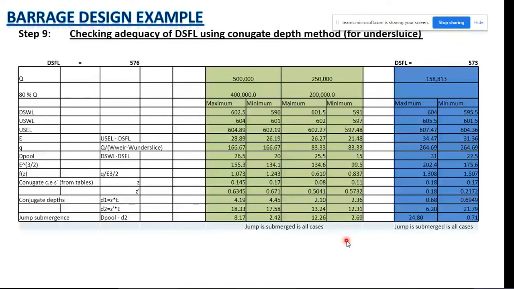And if for your case any of these values by any chance become negative, just reduce the downstream flow level at this step and there is no need to revise the previous steps. Just change it, say for example, if this value comes out to be minus 2.69, reduce the downstream flow level by 3 feet and move to the next steps. No need for going back into the previous steps.